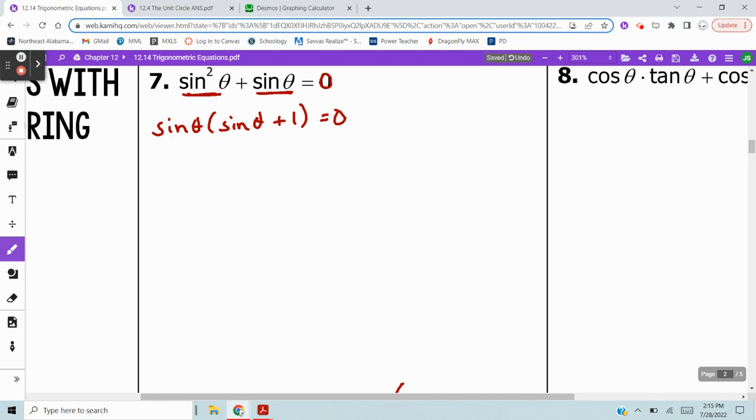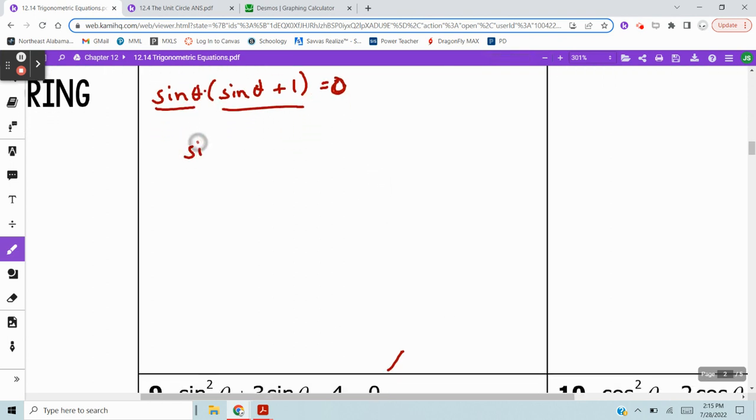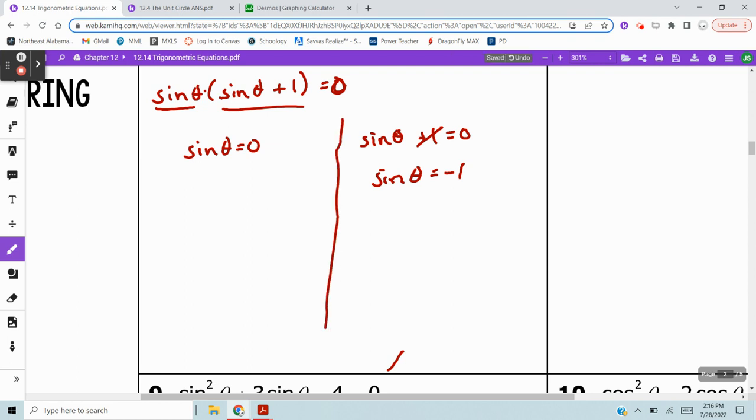Once you break it apart with factoring, two things multiply to give you 0. One of those two things must be 0. So we then split it up and say, well, I know that either the sine of theta is 0 or the sine of theta plus 1 is equal to 0. Let's go ahead and move that plus 1 over, and that gives me the sine of theta equals negative 1. And you can kind of see where we're going with this. You're going to have two sets of answers.